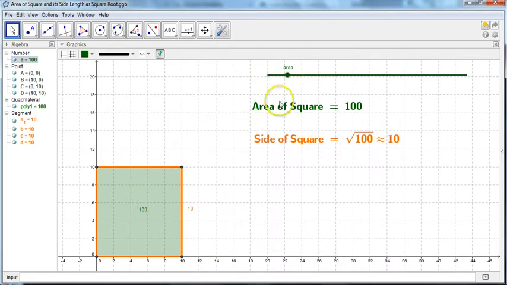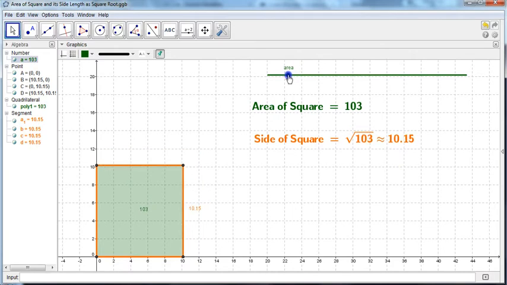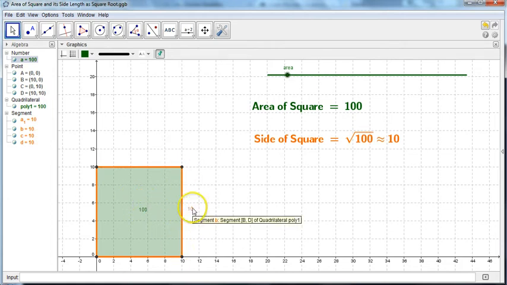So the slider here actually changes the area of our square, and the side length of that is going to change accordingly as well. Given the area of a square, the side length is actually the square root, right? So if we have an area that's, say, 100, then the side length would be 10, right? The square root of this area is 10.